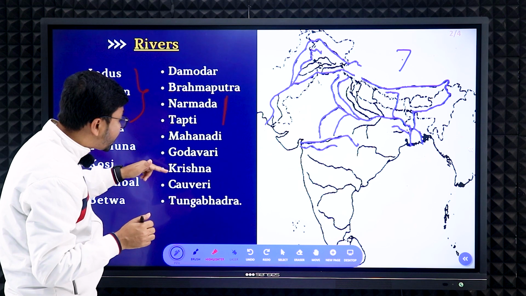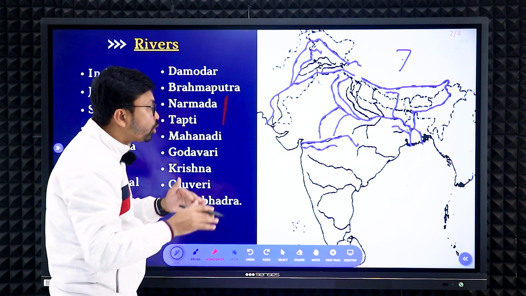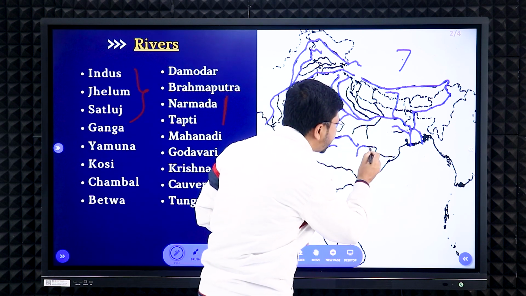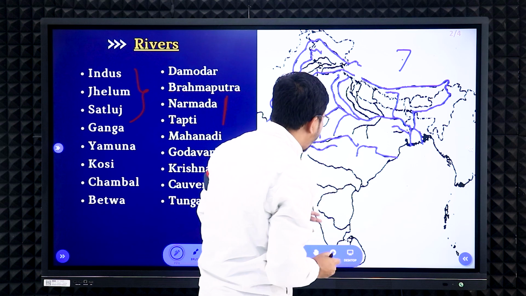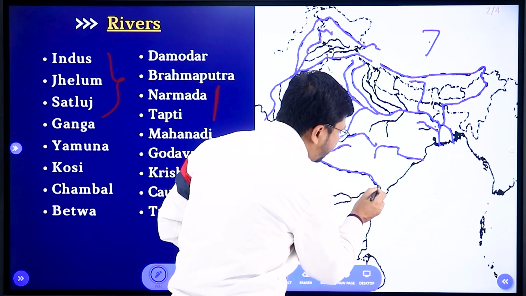Next one, Mahanadi, Godavari, Krishna, Kaveri, Tungabhadra. Remember, Mahanadi, Godavari, Krishna, Kaveri will be there in the same sequence from top to down. So first one is Mahanadi. Mahanadi, you can see it here. This one is the Mahanadi, right? Next, Godavari. Godavari is here. You can see next one is the Godavari river, right?